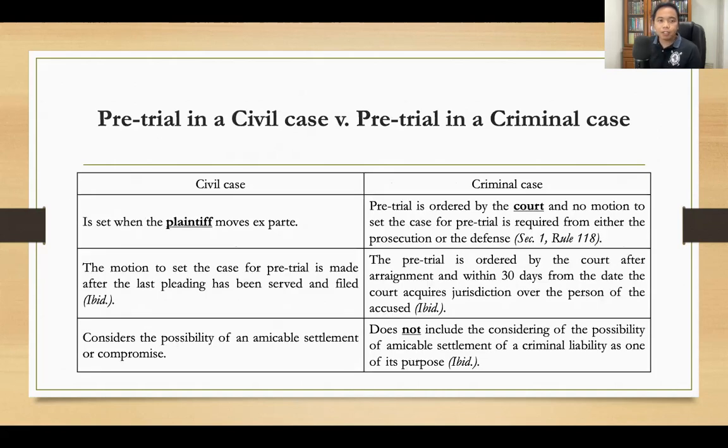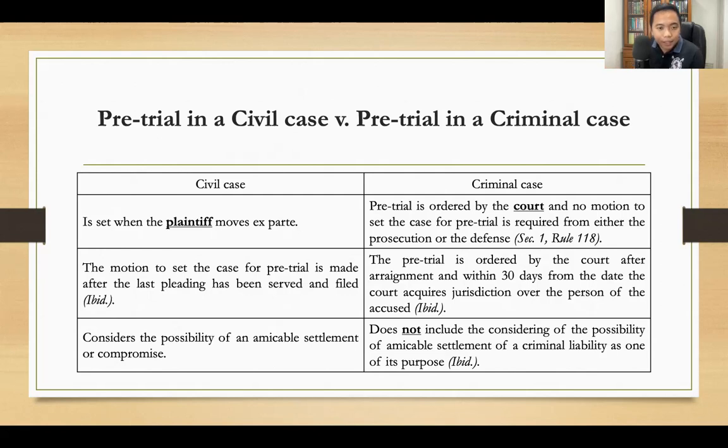So let us compare pre-trial in a civil case and pre-trial in a criminal case. In a civil case, it is the plaintiff who files a motion for pre-trial. So the plaintiff moves to set the case for pre-trial. Okay? On the other hand, in a criminal case, the pre-trial is ordered by the court and there is no need to file a motion to set the case for pre-trial.